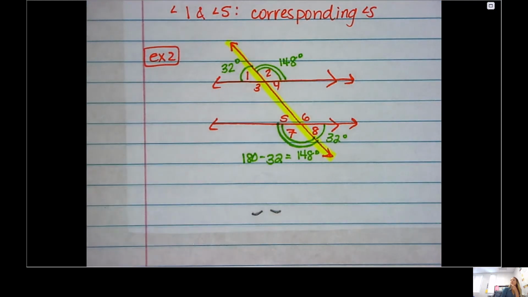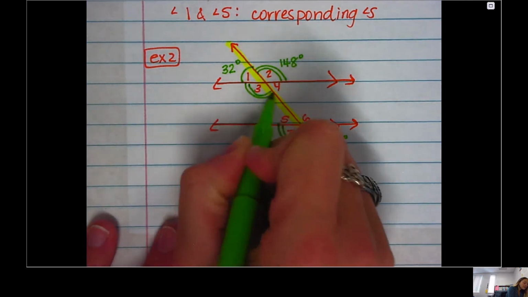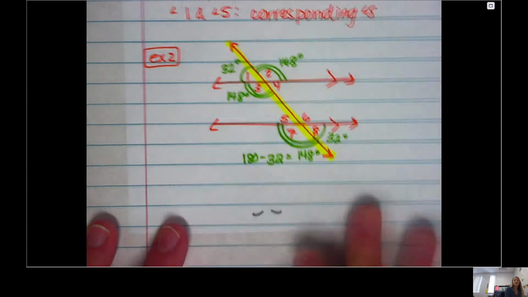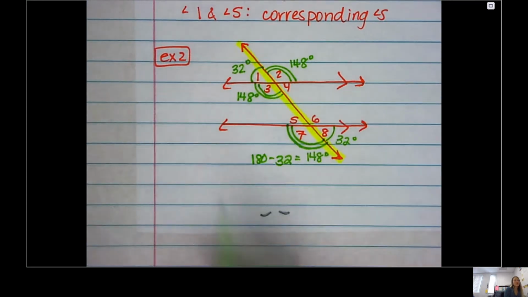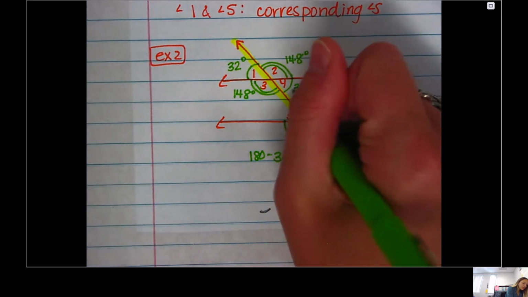Good. What are you noticing here, friends, so far? What do you notice about these two versus these two? What do you notice about the numbers? They add up to 180, and they're all exterior. Okay, good. What's angle 3? It would be 148. Why? Because it's vertical, and it's also making a straight line. What's angle 4? 32.